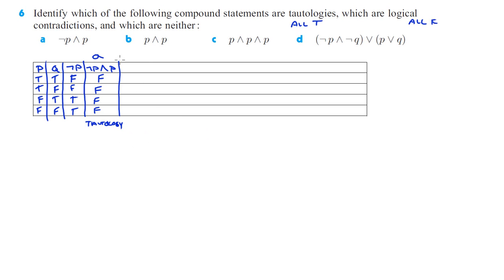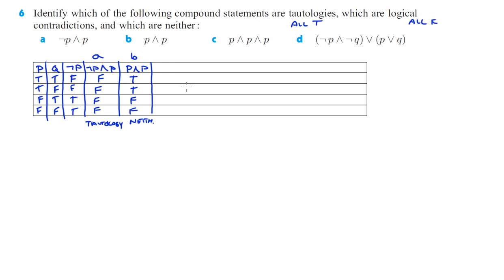For B, we want to know P and P. So we have P already. So let's do P and P. So this is part B. So P and P, so it's true and true would be true. True and true would be true. False and false would be false. False and false would be false. So this one then is neither.